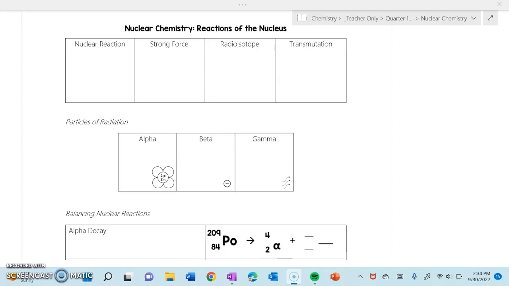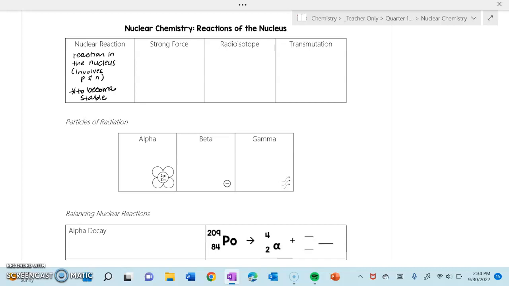So our first definition here, nuclear reaction, is a reaction in the nucleus, which means it involves protons and neutrons. No electrons are involved in nuclear reactions. And you'll notice as we go through all of our study of chemistry, the goal in a reaction is always to become more stable. So our nucleus is going to be trying to become stable.